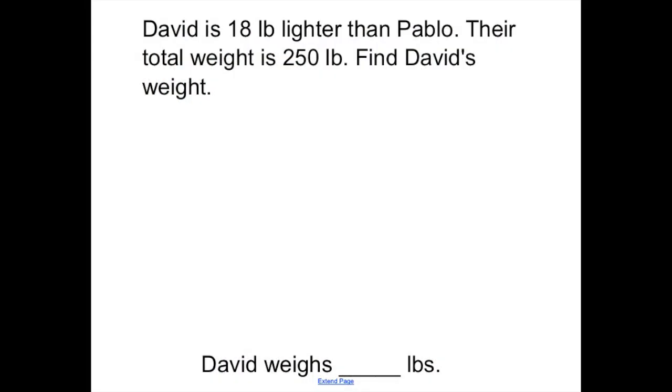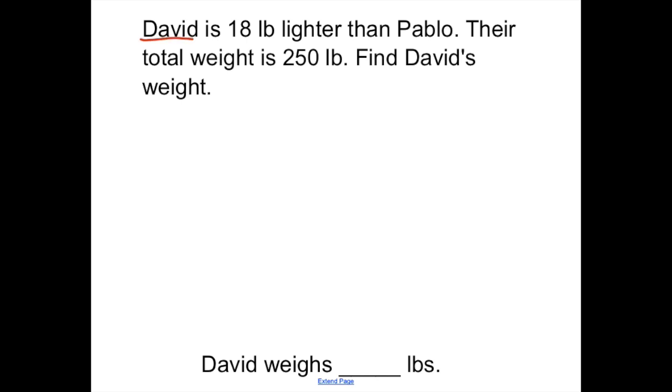David is 18 pounds lighter than Pablo. Their total weight is 250 pounds. Find David's weight. You can see that the first thing I did is write my sentence down on the bottom. David weighs blank pounds. I then have to decide what type of problem it is, whole or comparison.